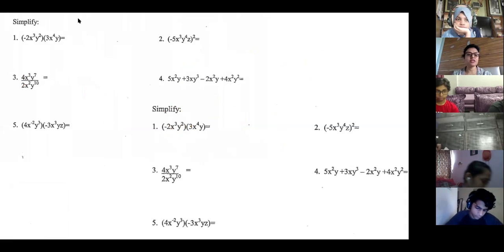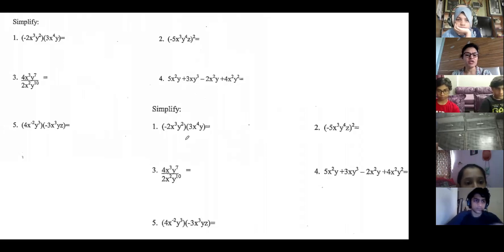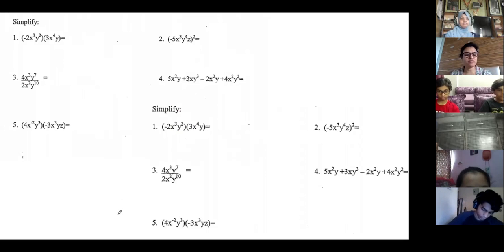Same question, similar question is there. Minus 2x cube y square times 3x raised to 4y. Now you tell, Amina. Two brackets again multiplied. So what will we do first? Start with the whole number. First we will multiply minus 2 into 3. What is it? Minus 5? Minus 6. Multiplying, not adding. You are always adding. 3 twos are 6. You have to multiply.